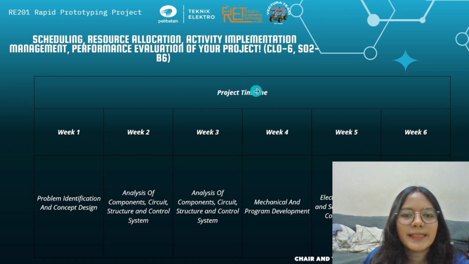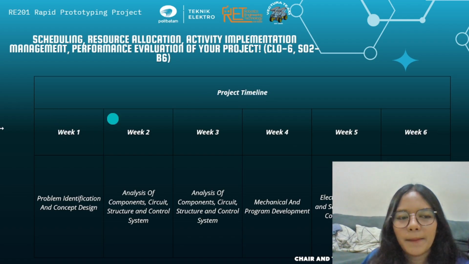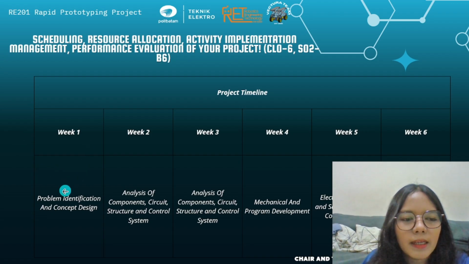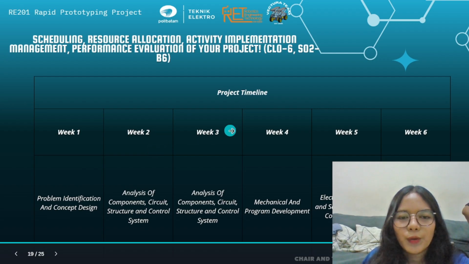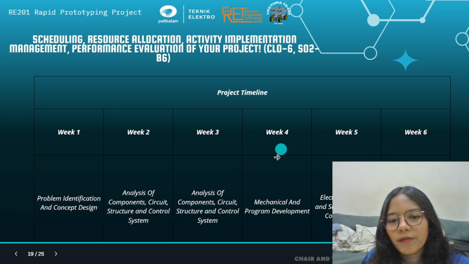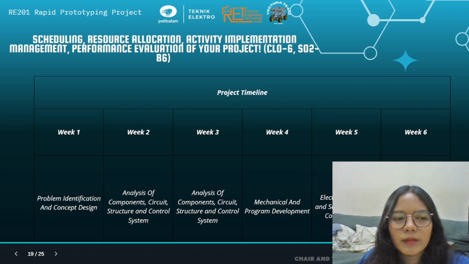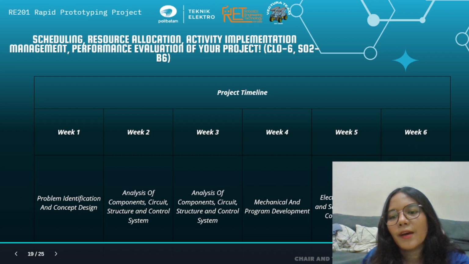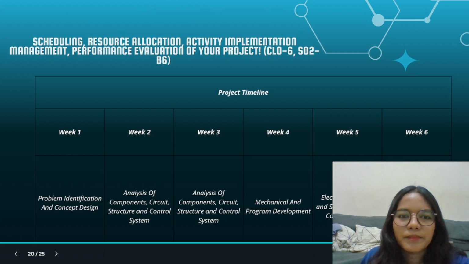This is our project timeline from week 1 through week 6. Week 1 is problem identification and concept design. Weeks 2 and 3: analysis of components, circuit, structure, and control system. Week 4: mechanical and program development. Week 5: electrical diagram and schematic wiring of the control system. And week 6: final report and presentation. Next.